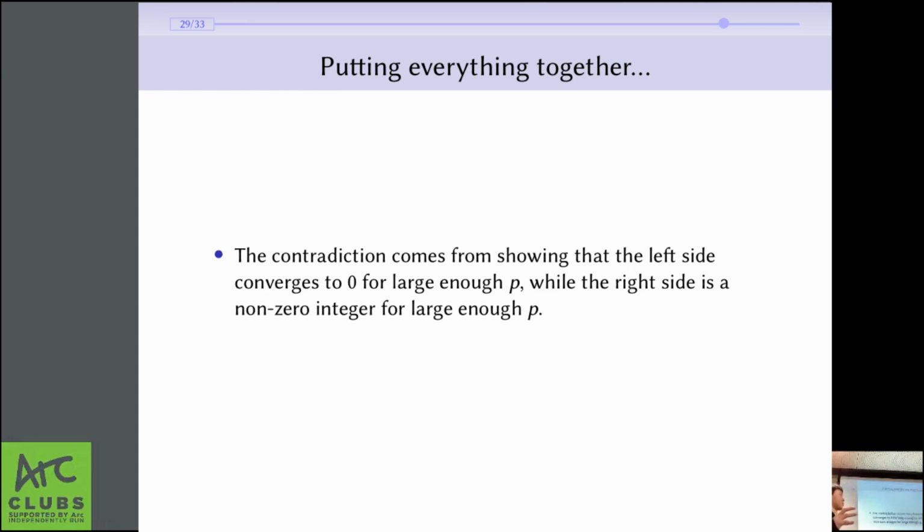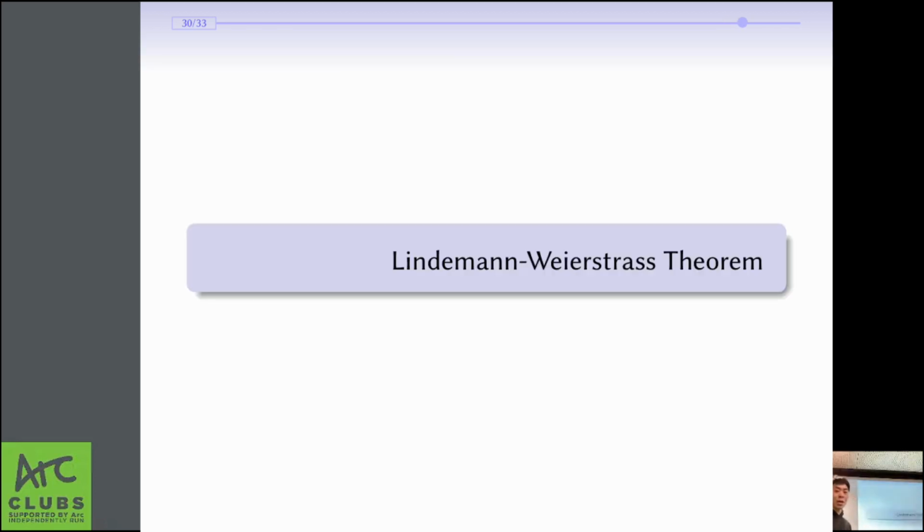So hopefully, once you think about how each of the pieces come together, this isn't too bad to digest. The last part of the talk is to just quickly go over something called the Lindemann-Weierstrass theorem, which is a very powerful theorem for us to prove certain things are transcendental. In particular, we can show that e and pi are both transcendental.